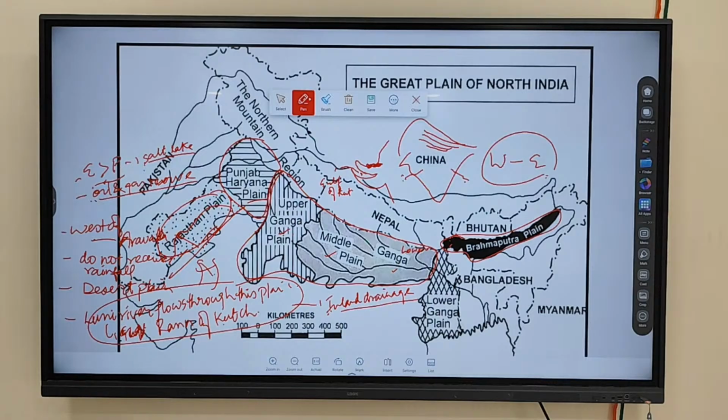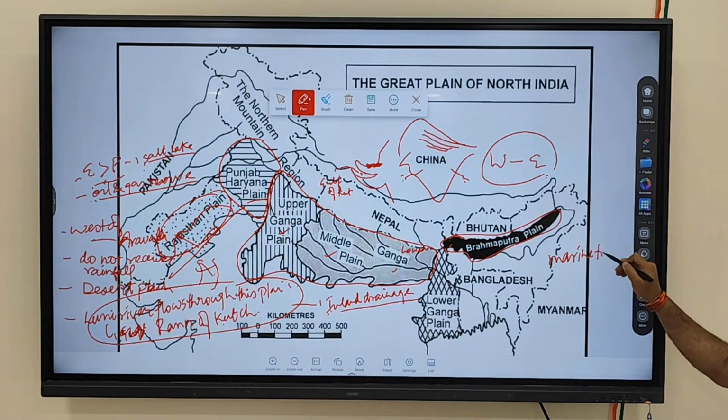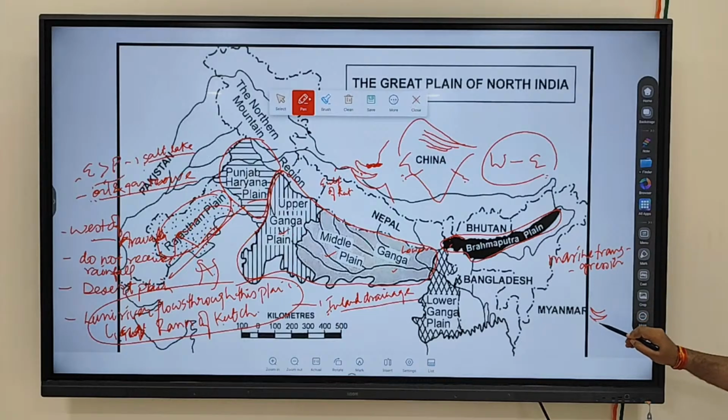If you remember, last class we discussed the term marine transgression. What was marine transgression? Marine water entering into the land is called marine transgression. We discussed that marine transgression happened in the Gujarat and Rajasthan region. Because of this, fossils came into this region. That's why this region is rich in oil and gas reserves. Clear?